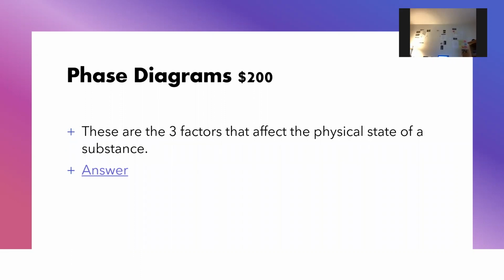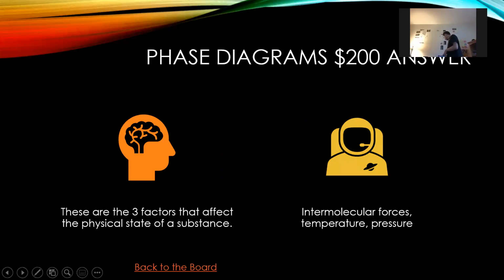Iodide. What are intermolecular forces, temperature, and pressure? You are right. Intermolecular forces, temperature, and pressure. So iodide, you have a lead of 200. All right. So far, so good. This is looking good.